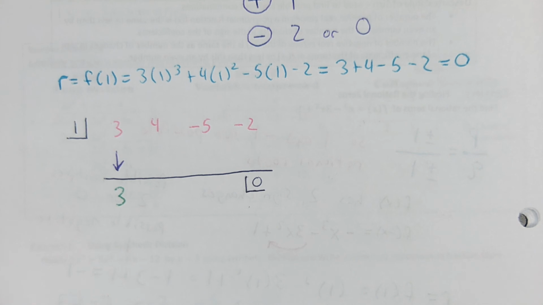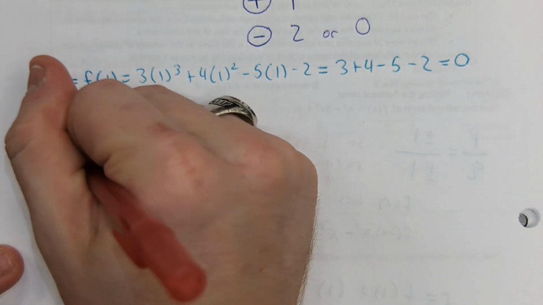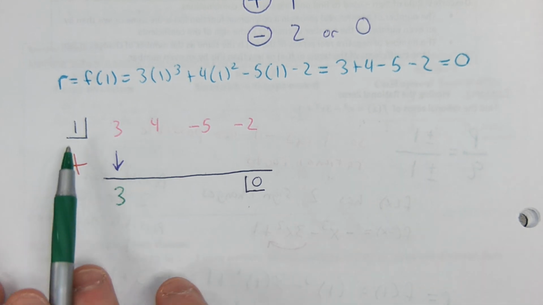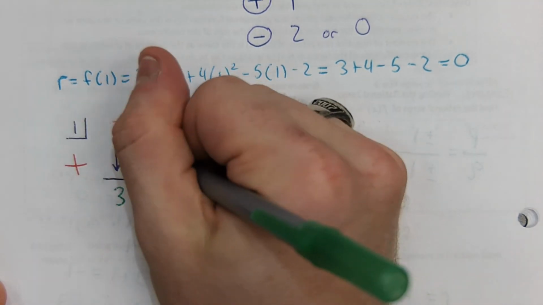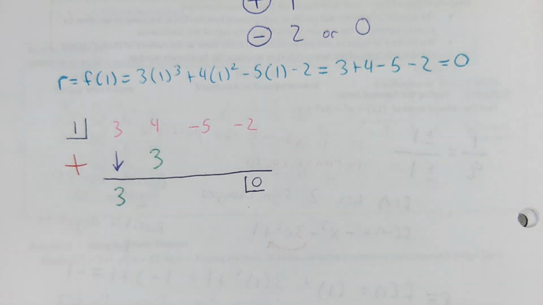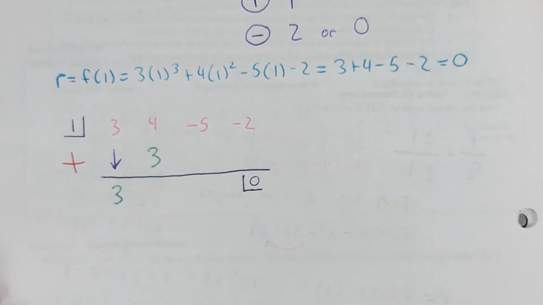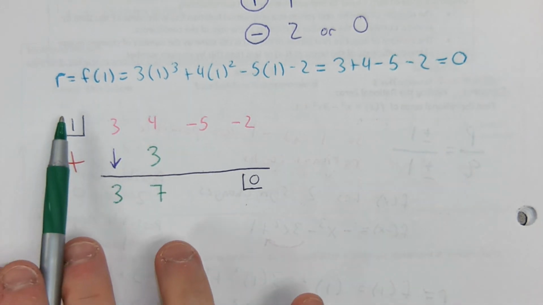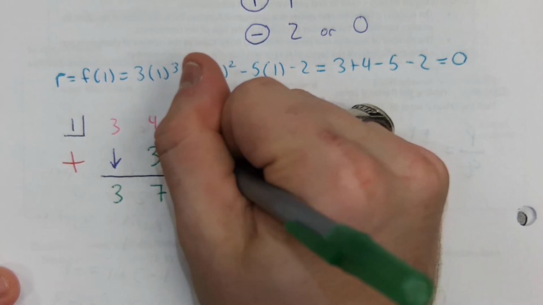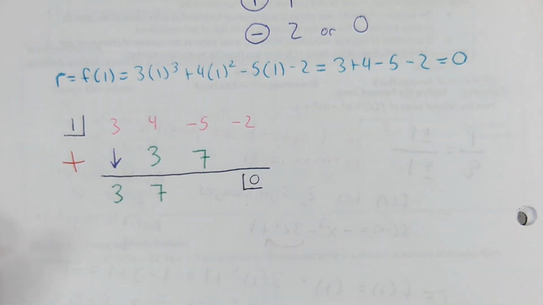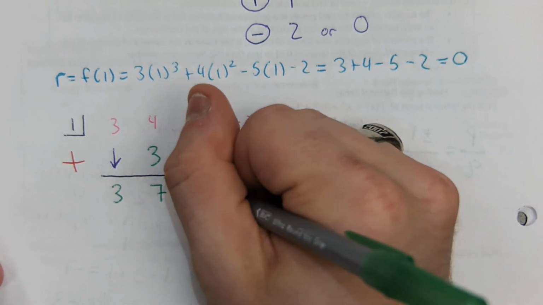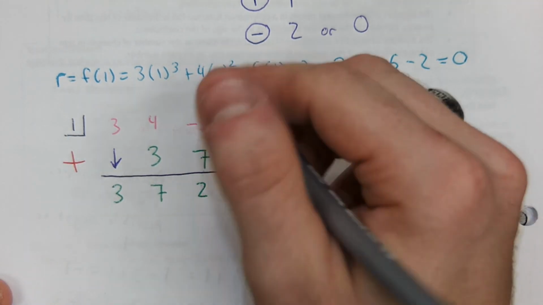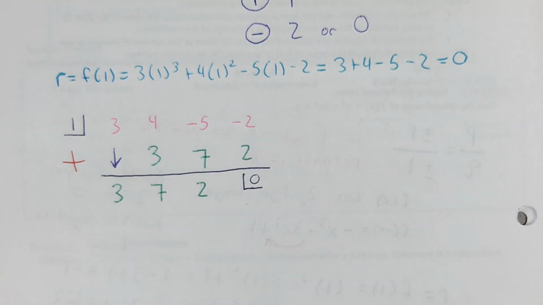And I like to do synthetic division with addition. Technicolor mathematics here. Alrighty, 1 times 3, 3. Add straight down. 4 plus 3 is 7. 1 times 7, 7. Add straight down. And, yep, synthetic division confirms. 1 times 2 is 2, and negative 2 plus 2 is 0.